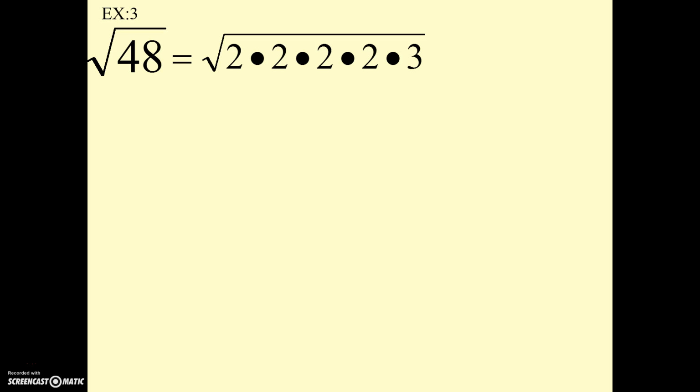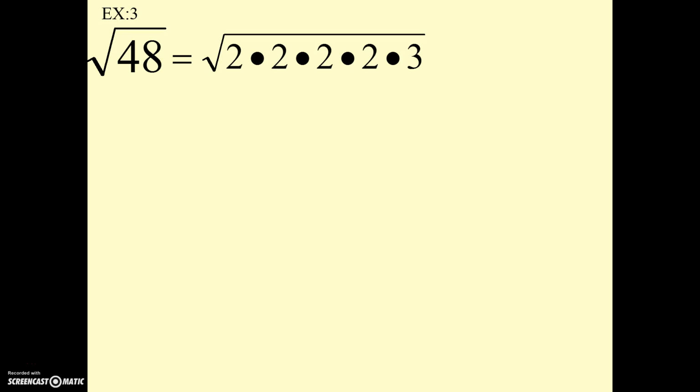All right, so if we have the square root of 48, we would break that down. If we do the prime factorization and do the factor tree for it, I would probably start with 2 times 24. And then when I have 24, I would do 2 times 12. And when I have 12, I would do 2 times 6. When I have 6, I would do 2 times 3. And when I put it all together, I have 2 times 2 times 2 times 2 times 3.